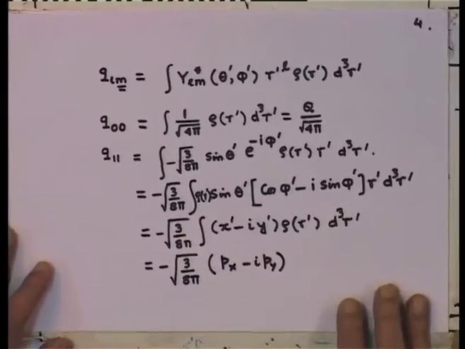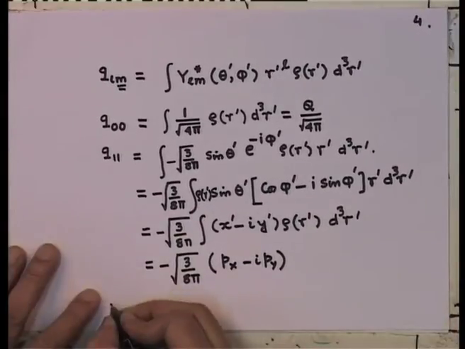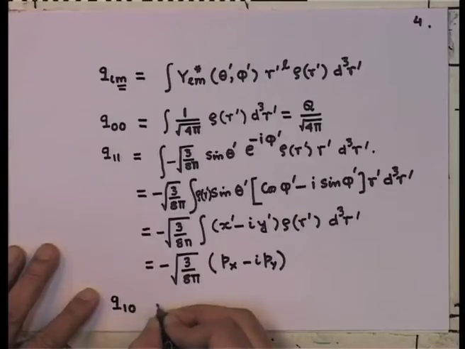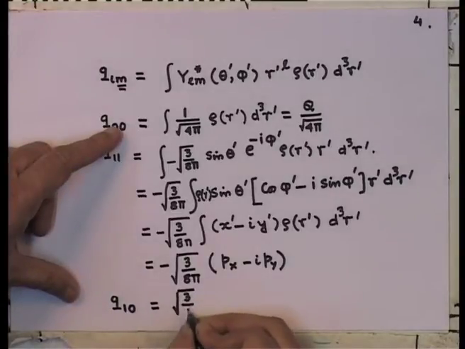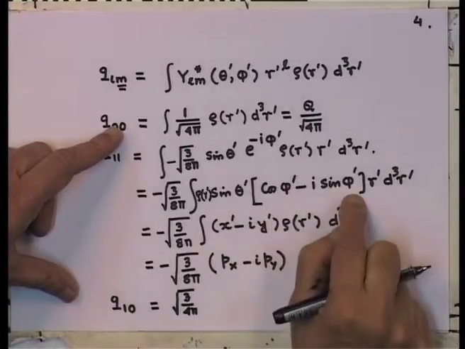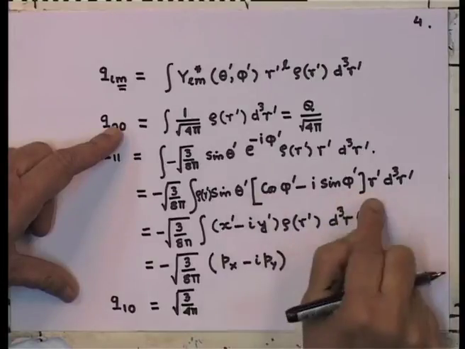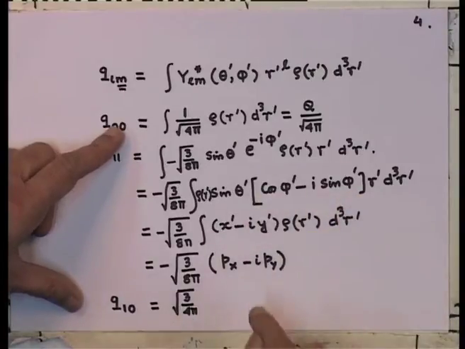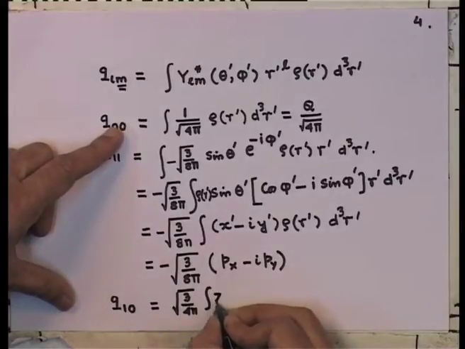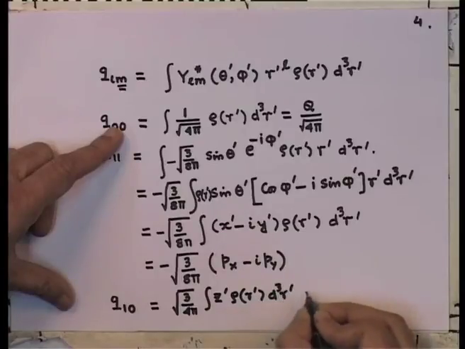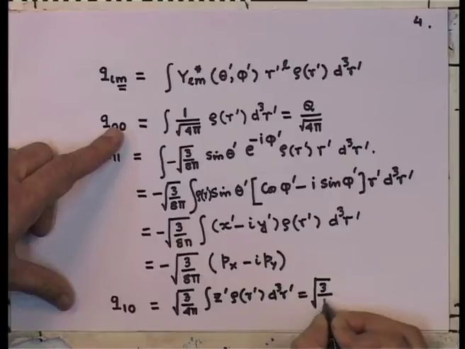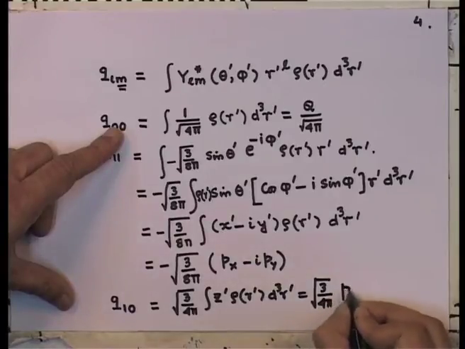I would recommend you calculate what is q_1,-1, and if you look at q_10, that requires Y_10, which has a square root of 3 by 4 pi. There is only a cos theta here, there is no e to the power i phi there, and r cos theta is nothing but z. So, therefore, this will be nothing but integral z prime rho(r prime) d cube r prime, which other than for this constant factor that we are carrying is nothing but the z component of the dipole moment.